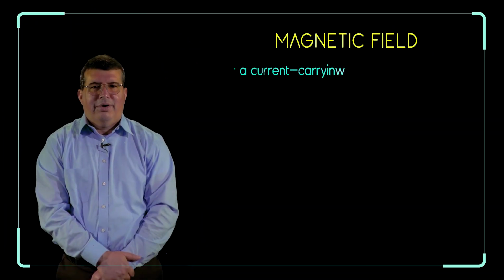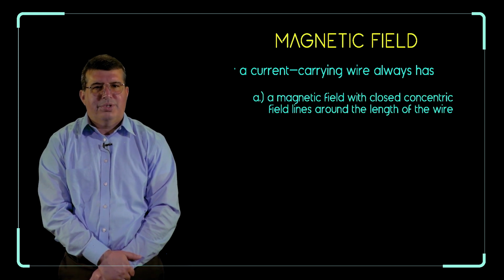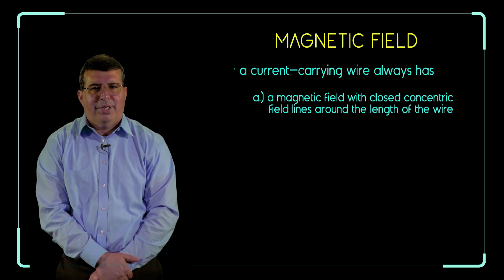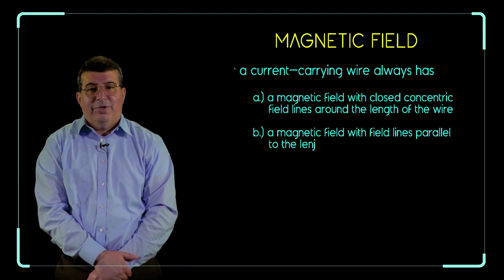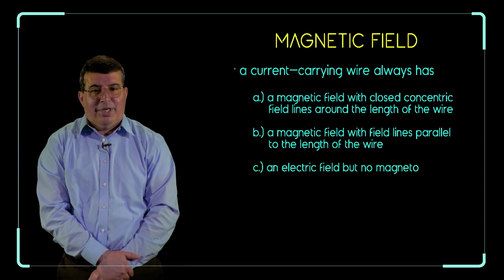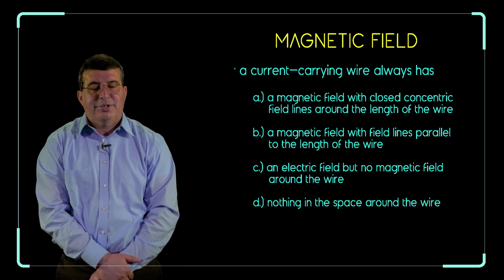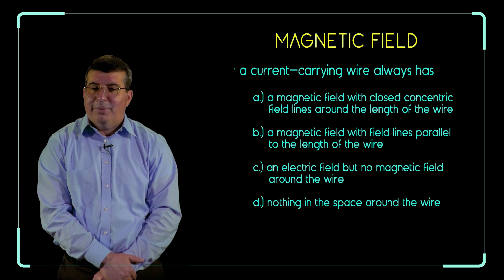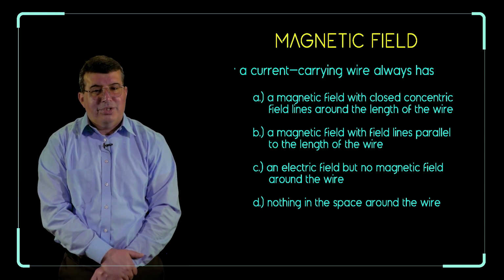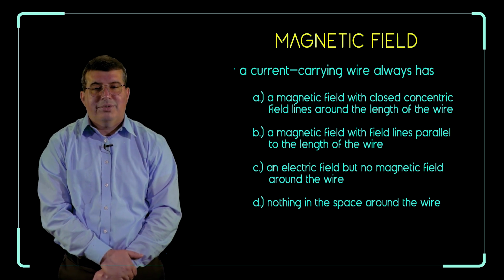Now I have a few questions for you. A current-carrying wire always has A, a magnetic field with closed concentric field lines around the length of the wire, B, a magnetic field with field lines parallel to the length of the wire, C, an electric field but no magnetic field around the wire, or D, nothing in the space around the wire. Okay, think about that. Come up with an answer. Make sure you have an answer. Pause to give yourself some time to think. And then when you have an answer and you're ready to hear the correct answer from me, hit play.